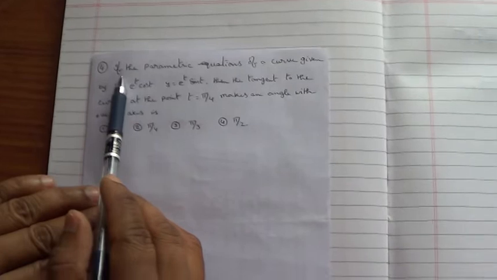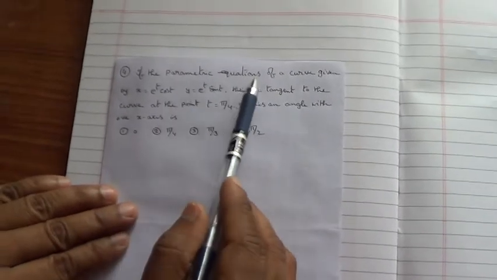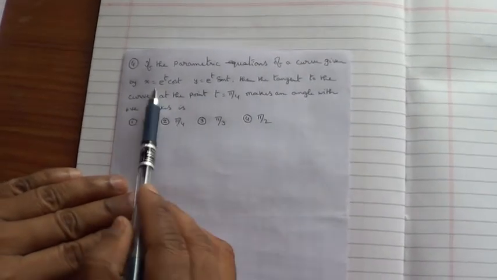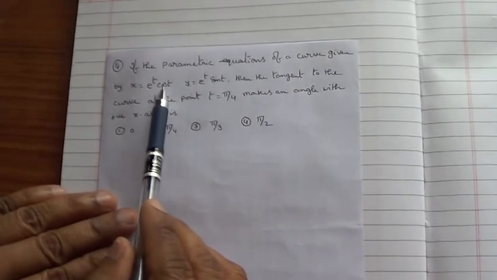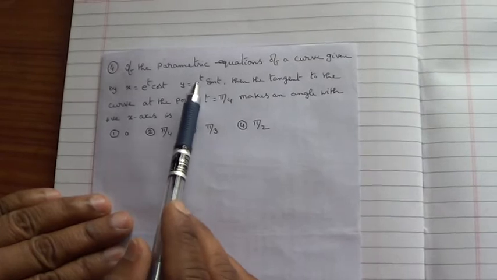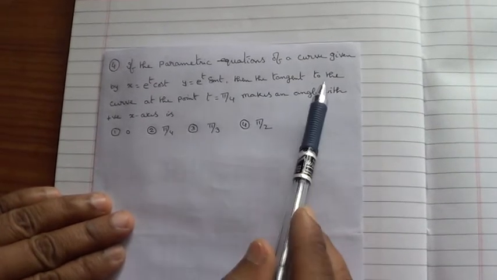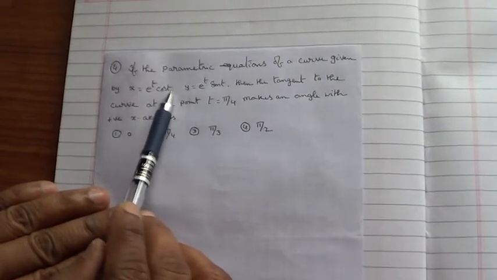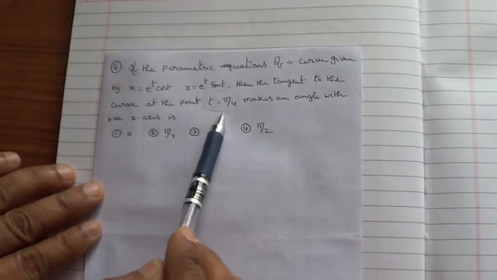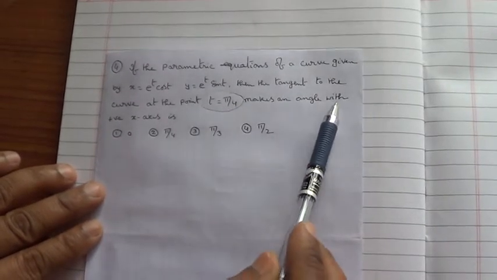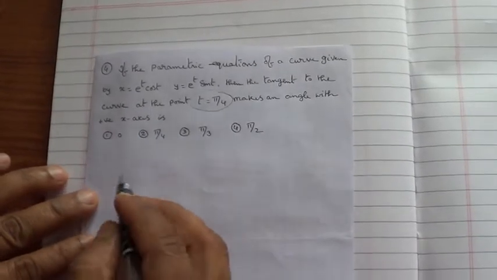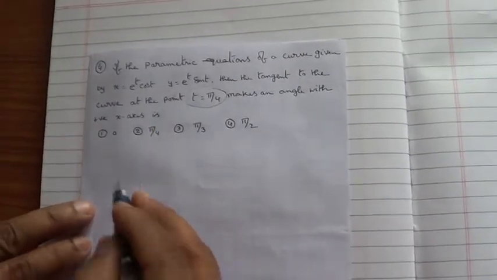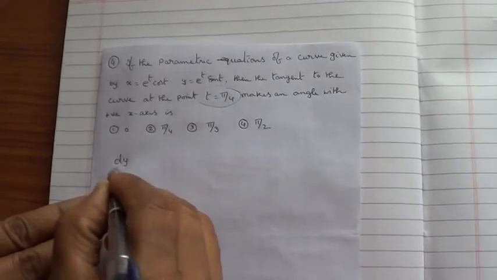So this is question number 4. If the parametric equations of a curve are given by x is equal to e power t into cos t, y is equal to e power t into sin t, then the tangent to this curve at the point t is equal to pi by 4 makes an angle with the positive x-axis of how much? Okay, first of all we will differentiate, because if we find the slope, I am finding dy by dx.